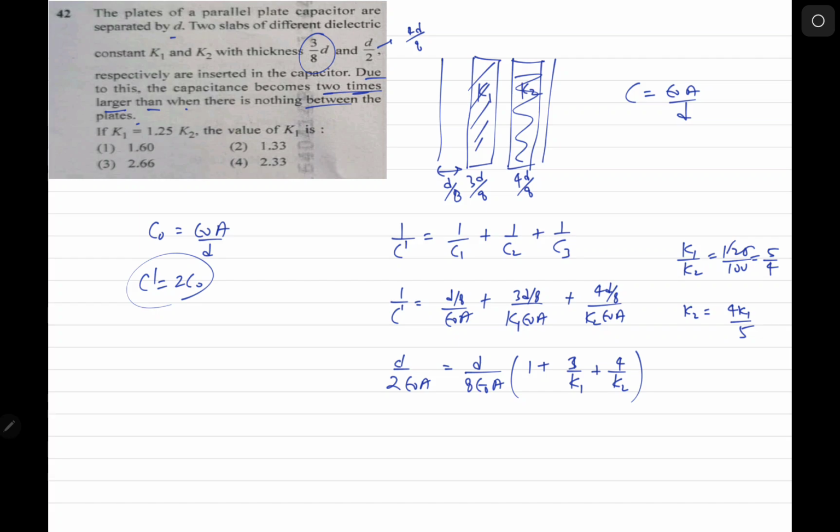So we'll put this value here. This is cancelled. So 4 is equal to 1 plus 3 by k1 plus 4 by k1, which is 5 by k1. So 1 plus 3 by k1 plus 5 by k1 is 1 plus 8 by k1. So 3 is equal to 8 by k1. So k1 is equal to 8 by 3, which is 2.66. So that's option 3, and that is the answer. Hope you understood. Let's move to the next question.